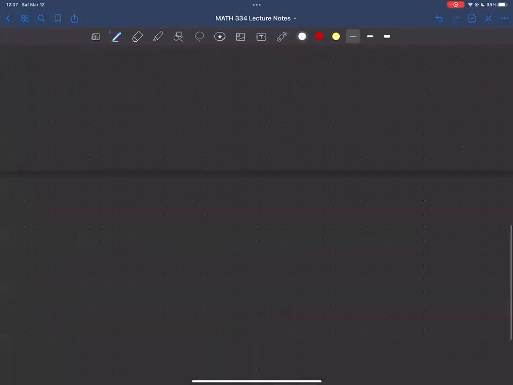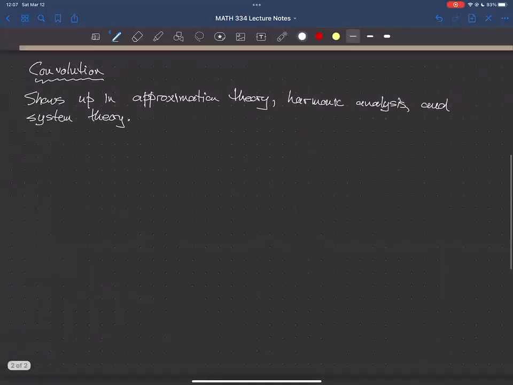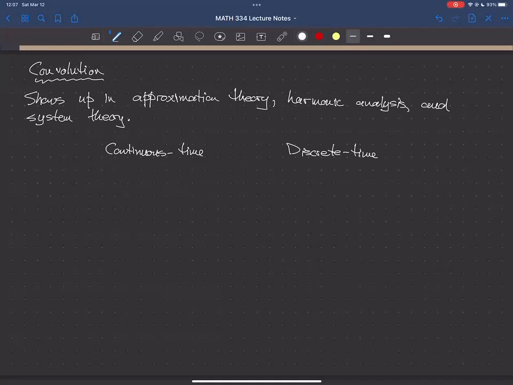All right. So convolution for us will come in two basic flavors: continuous time and discrete time. And what I'll do is kind of give the basic formulae for each of these. We'll see variations of these that are different, but just to get an idea of what convolution looks like.